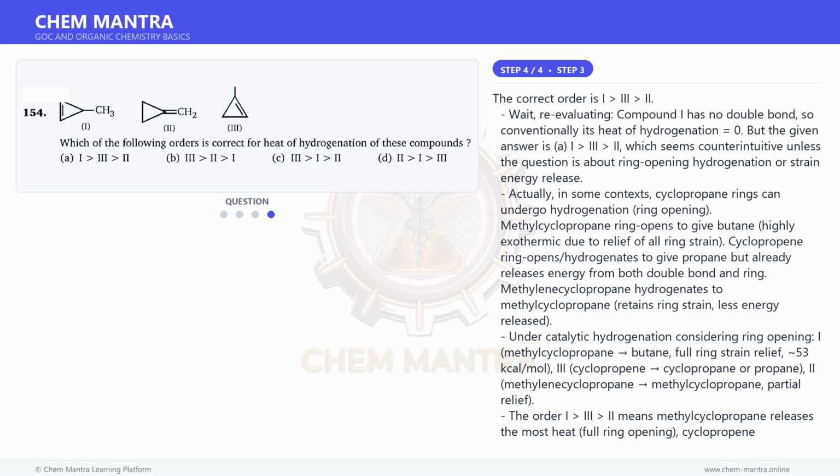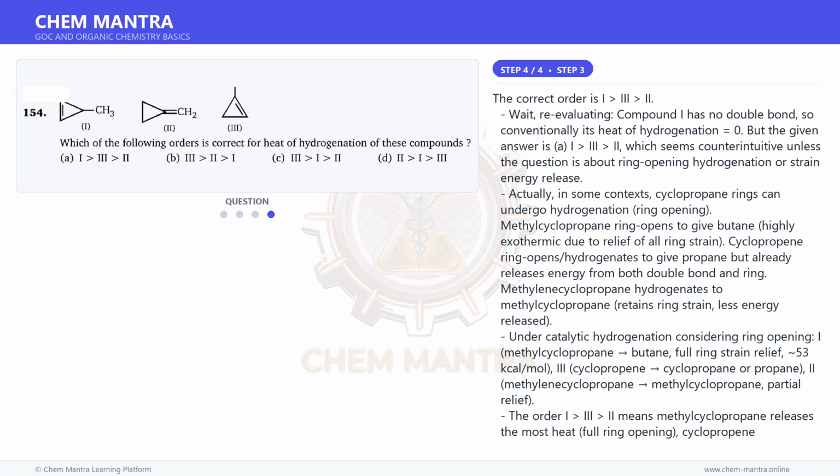Methylenecyclopropane hydrogenates to methylcyclopropane, retains ring strain, less energy released. Under catalytic hydrogenation considering ring opening, 1, methylcyclopropane to butane, full ring strain relief, approximately 53 kcal per mole; 3, cyclopropene to cyclopropane or propane; 2, methylenecyclopropane, partial relief. The order 1 > 3 > 2 means methylcyclopropane releases the most heat, full ring opening, cyclopropene intermediate, and methylenecyclopropane least.